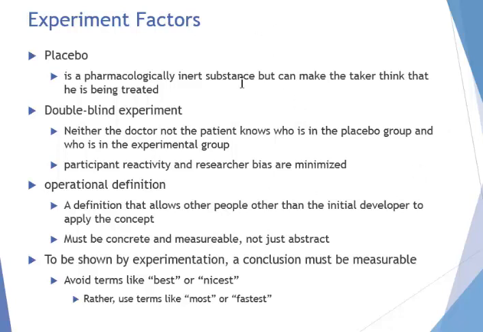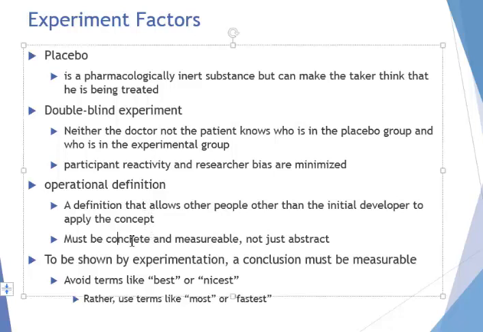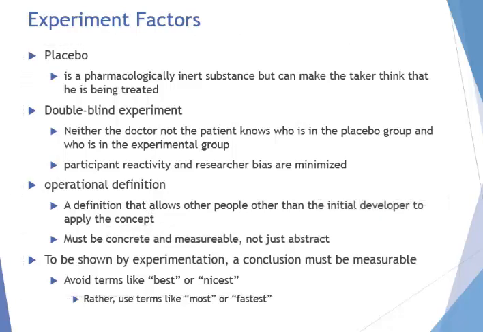A couple more quick ideas regarding research methods. An operational definition is a definition that allows other people to apply the same concept. It should be concrete and measurable. Whenever you establish a relationship or a rule or really pretty much anything, it should be phrased in a way that allows other people to understand in the exact same terms that you do, and be able to recreate your experiment and recreate whatever it is that you're applying.